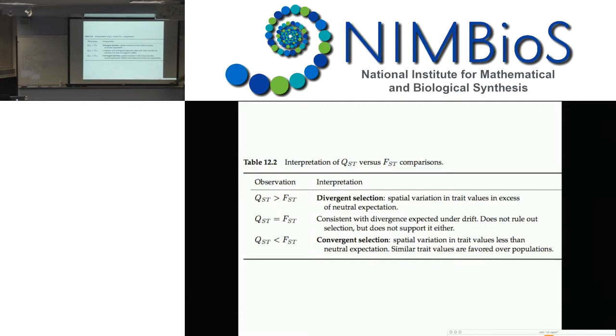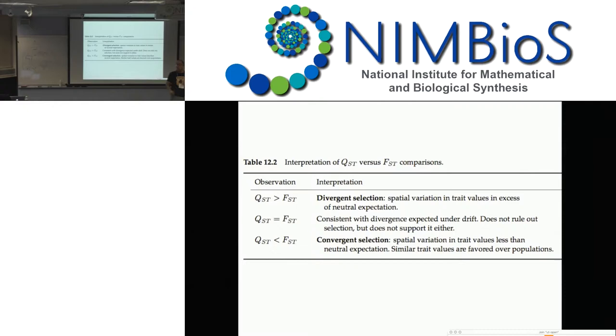And here's the idea. If QST is bigger than FST, it means I see more between versus within variation in my trait than I see in the random markers. And that's consistent with divergent selection. So spatial variation in trait values is in excess of the neutral expectations. If they're equal, neutral. If it's less than, convergent. It means basically that my markers show more between population divergence than my trait does. That would be consistent with stabilizing selection over those demes, putting a constant value, and therefore making them diverge as little as possible.